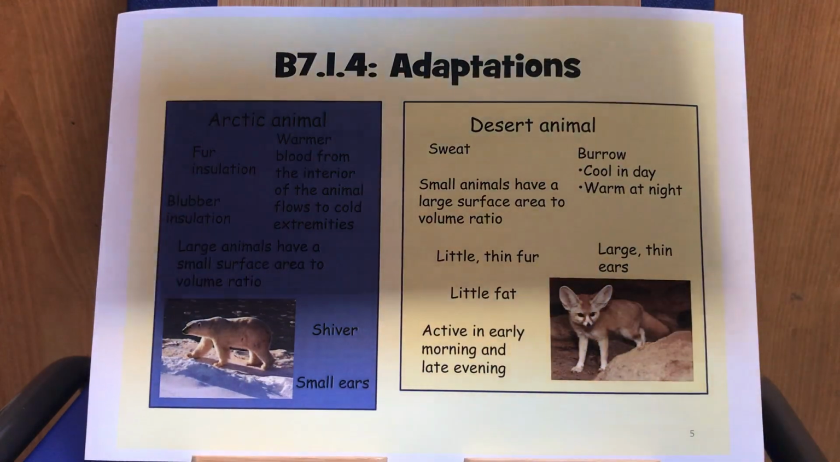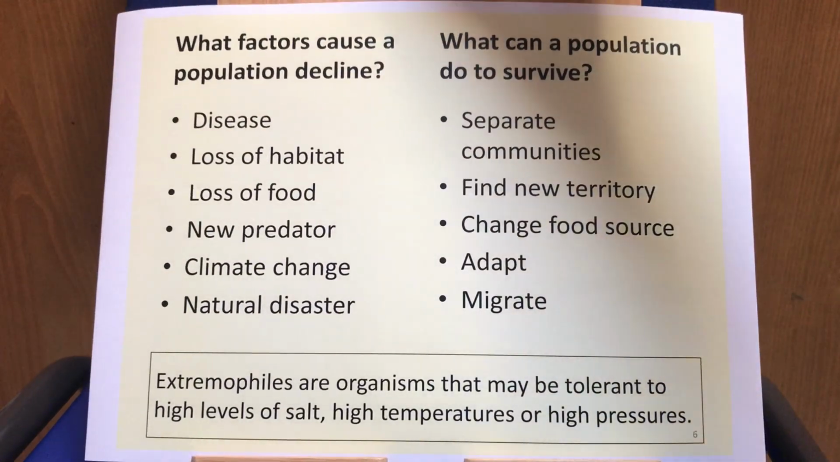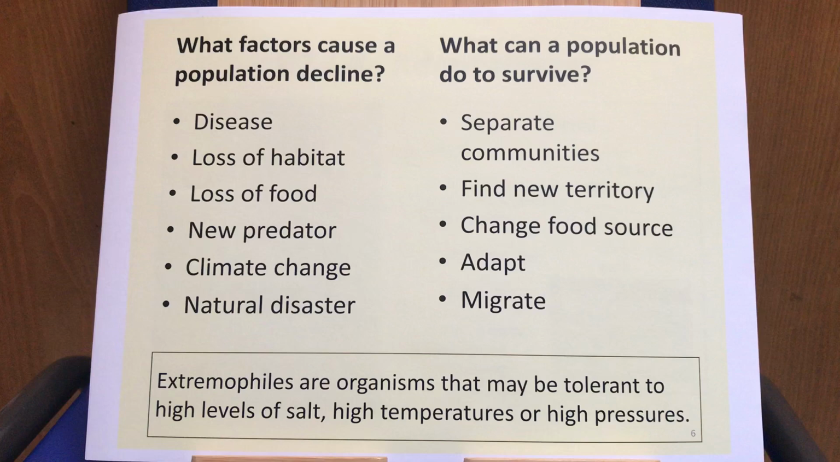Now, we looked at factors that affect extinction in the B6 topic, so I'll go through this quickly. This could be a 6 marker. What factors cause a population to decline? Disease, that's our pathogen. Loss of habitat, loss of food, a new predator coming into the area, which we could also include into that hunting. Climate change or natural disasters such as earthquake.